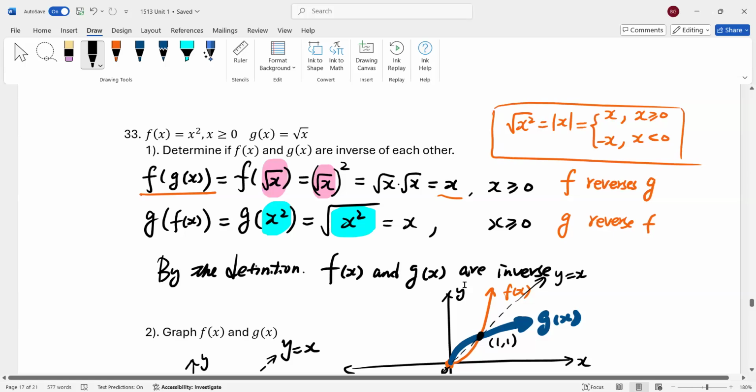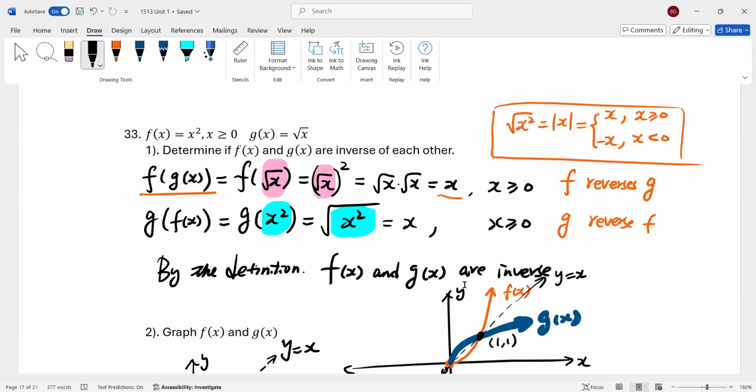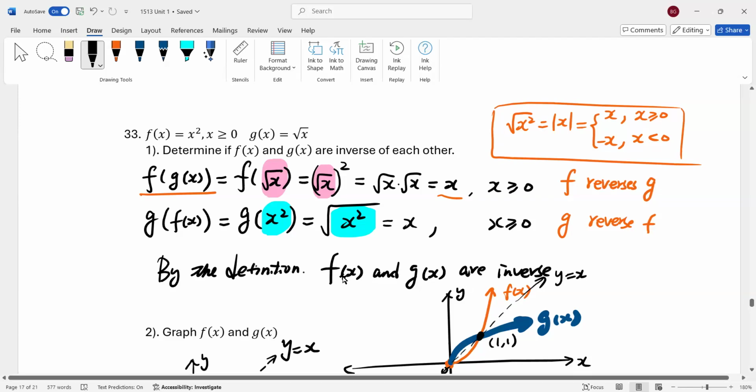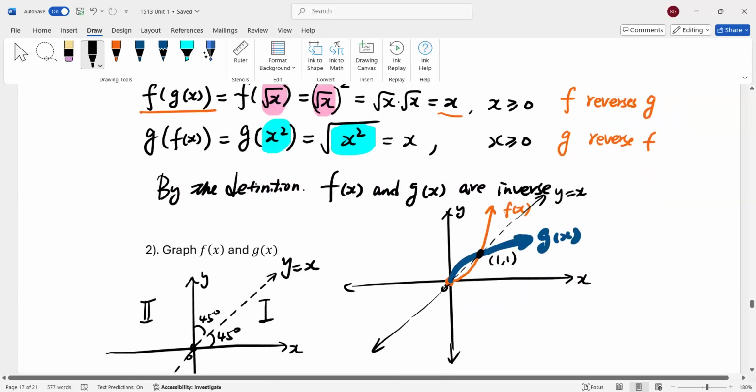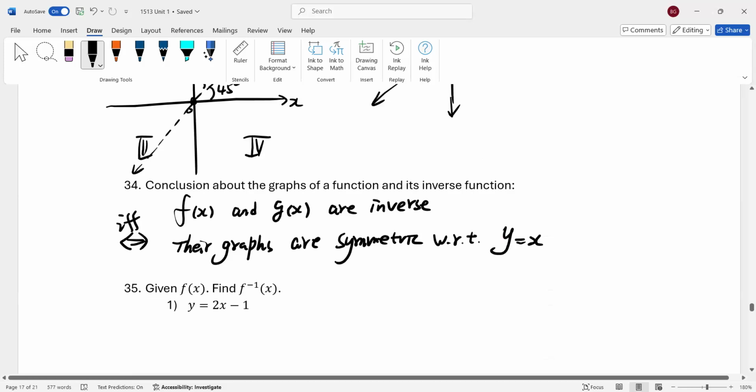The definition of inverse functions is the last topic we covered on Tuesday. And today we continue working on that definition, and we also have a conclusion drawn. The conclusion is about the graphs of inverse functions. The graphs of two functions that are inverse of each other are symmetric with respect to y equals x. So far, so good, guys?